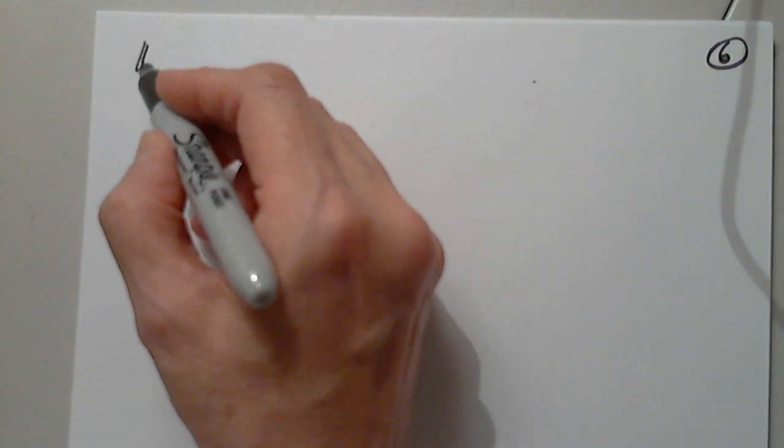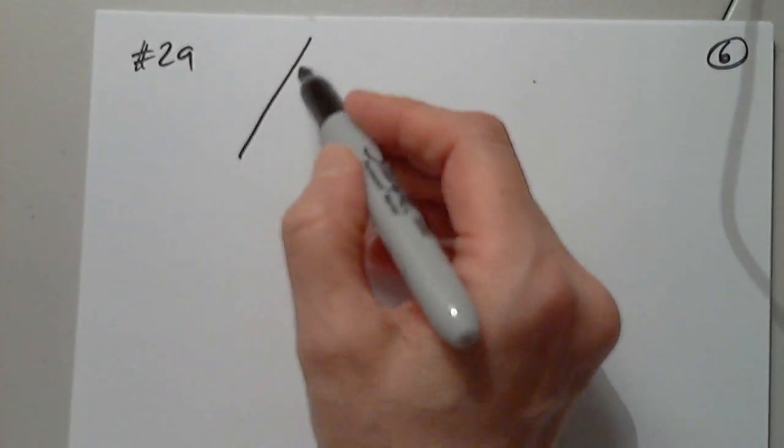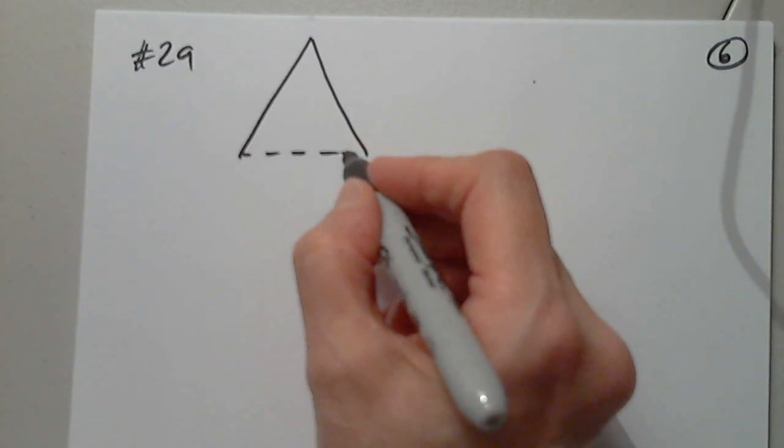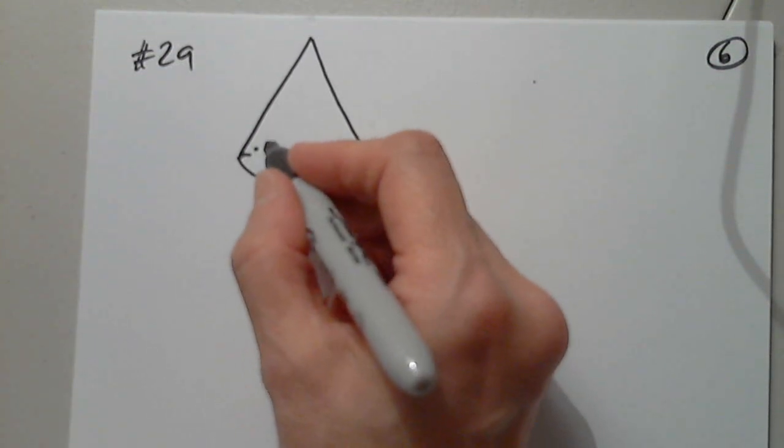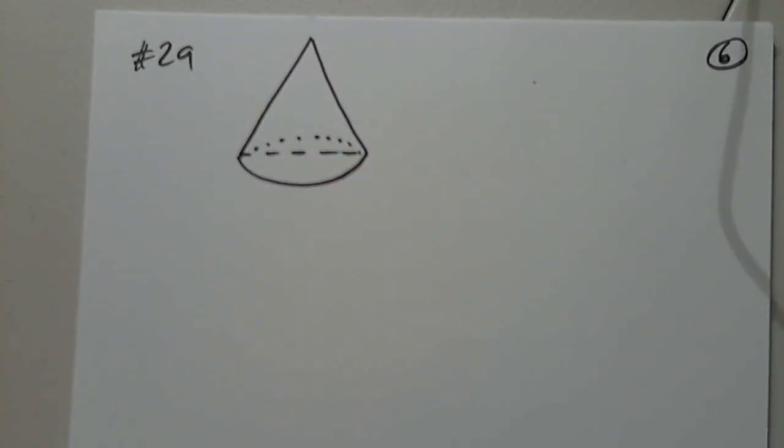I'm on page 6. And we're talking about a cone. Okay, so that's 29. Here's the cone. Okay. Gravel is being dumped from a conveyor belt at a rate of 30 cubic feet per minute.